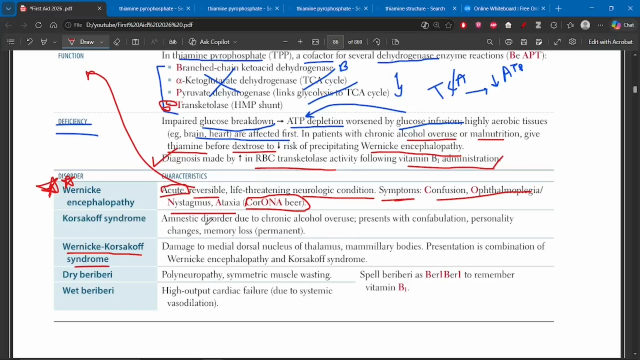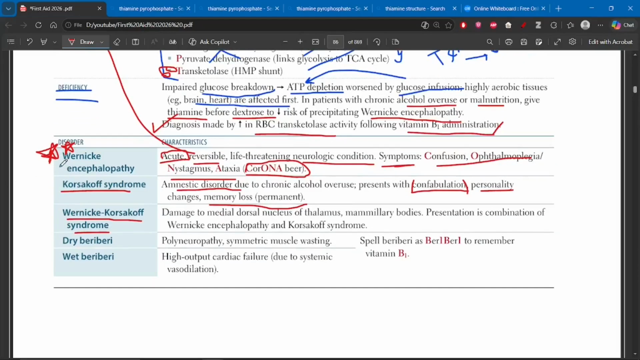Korsakoff syndrome is basically an amnestic disorder in which the patient seems to lose some of their memory and then attempts to fill those gaps by lying or creating scenarios. That is what confabulation is. Confabulation is basically lying to fill the memory gaps, because the patient feels like they don't remember something and they attempt to make excuses or make stories to cover it up. Confabulation is a key characteristic of Korsakoff syndrome, and personality changes are also involved.